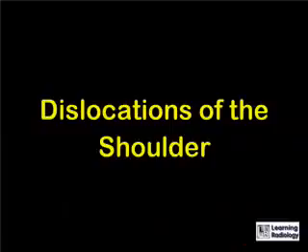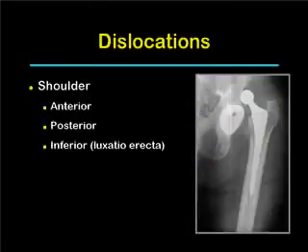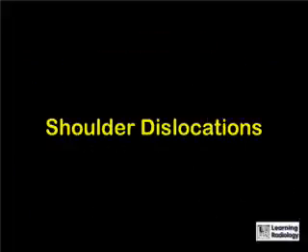Dislocations of the shoulder. I'm William Herring from Albert Einstein Medical Center in Philadelphia. This podcast is going to focus on dislocations of the shoulder: anterior, posterior, and inferior dislocations. The next podcast will be dislocations of the hips: posterior, anterior, and central.